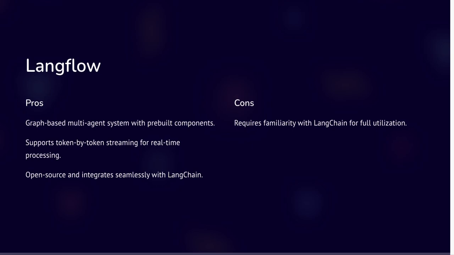So Langflow. I did a demo last week with Langflow, where I built a web application that had an API. The tool has an API, and if you use DataStax, you can get a public API to implement your workflow. It's a graph-based multi-agent system where you can easily build different agents that interact with one another. It supports token by token streaming for real-time processing. It's open source and integrates seamlessly with LangChain. The con is it requires familiarity with LangChain for full utilization.